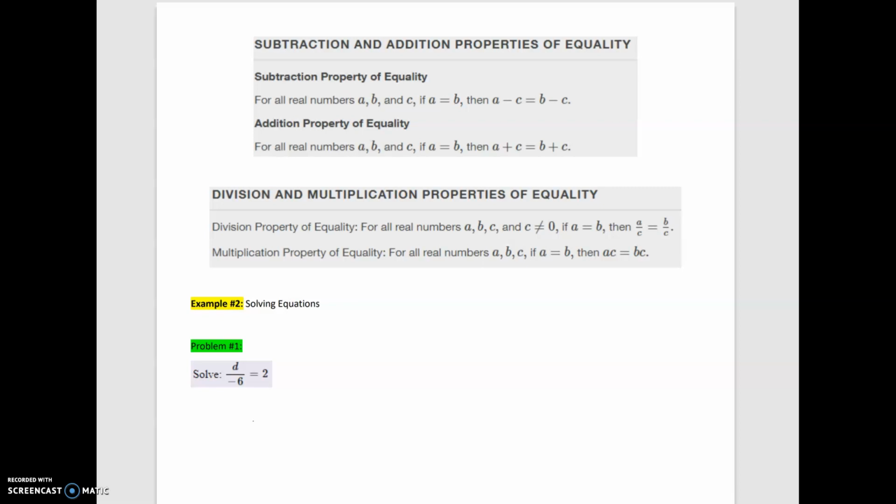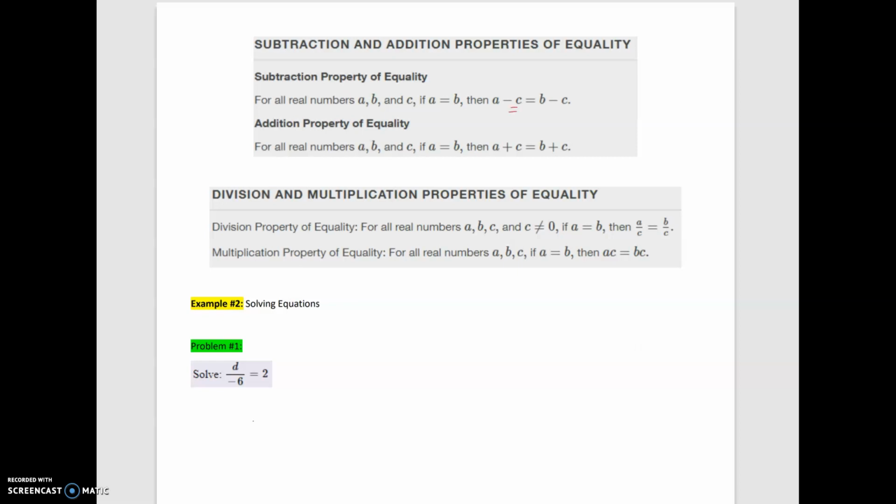Hi class, we need to take a look at example 2, and in this case we're going to be looking at a quick review set of problems that deal with solving equations. Now here is the main idea when you're solving equations. You need to isolate the variable, and also the same operation that is done to one side needs to be done to the other side.